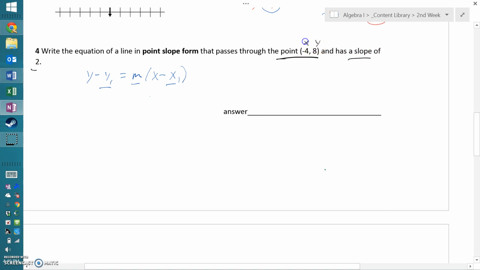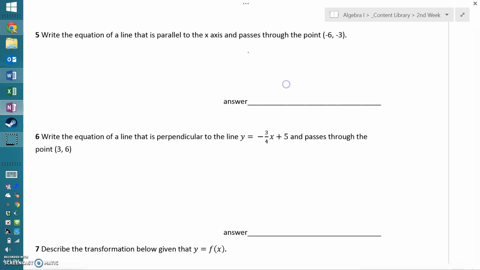There's my y value, there's my x value. Okay, so my y value is 8. My slope, that's 2. That was provided information. And my x value here is negative 4. So there's the point slope form. Okay, and that's what you're being asked for, so that's what you would give.